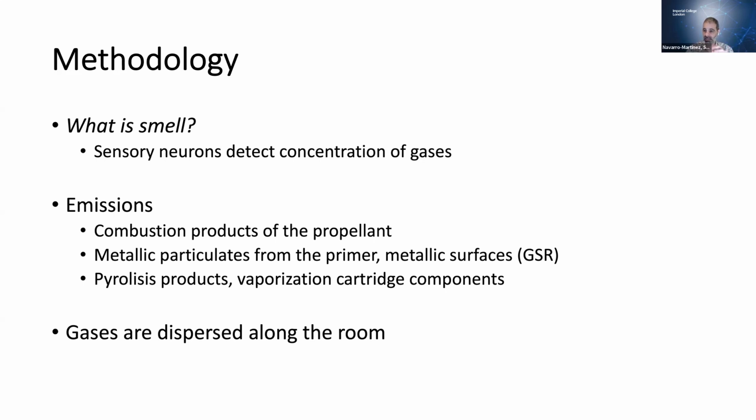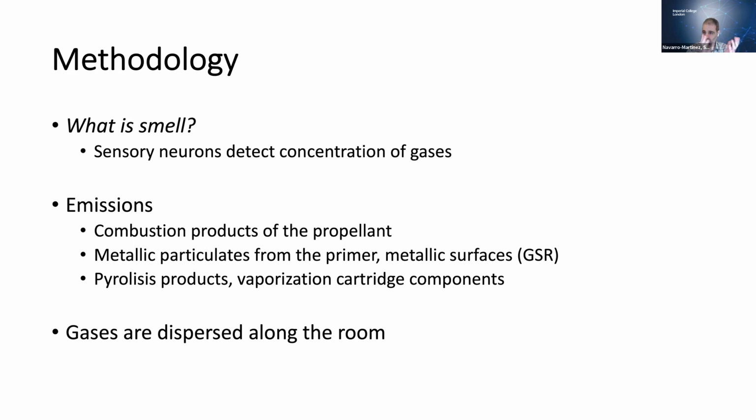But the smell at the end of the day is odorants, gases being released. These gases are being emitted by the gun. These are basically combustion products of the propellant. A gun has a propellant, which is ignited by the primer, and then the gas exits through the barrel. There are metallic particulates as the bullet goes through the barrel, and as well part of the cartridge from the primer. This forms what is called the gunshot residue, or GSR.